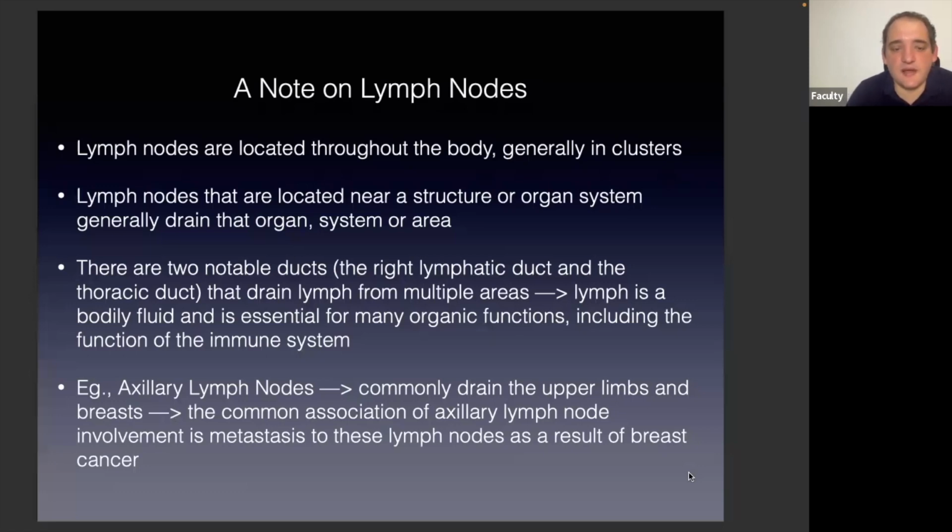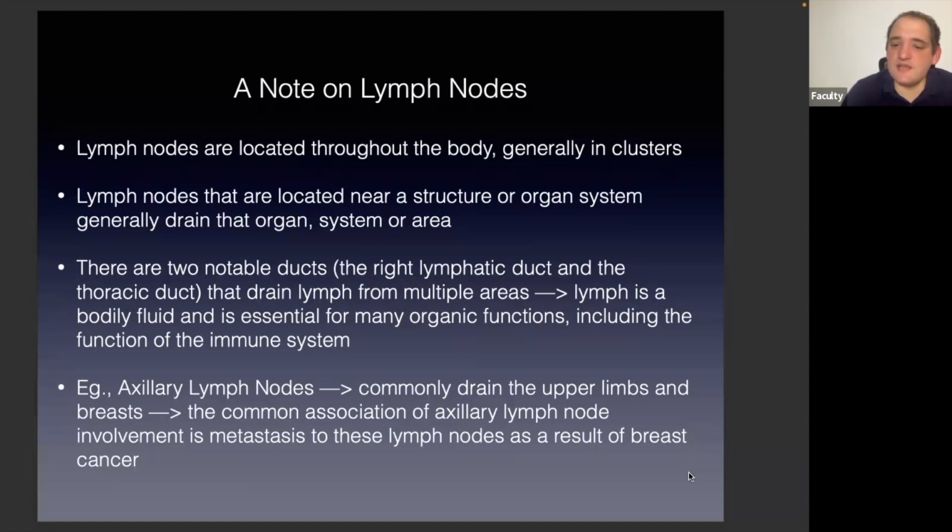When we go to lymph nodes in the body, there are two notable ducts: the right lymphatic duct and the thoracic duct. These both drain lymph from different areas, and it's this circulating lymph that is essential, like I was saying before, for many of the different organ functions within the body. The example I was giving before was the axillary lymph nodes that we can find below our armpit. These commonly drain the upper limbs and the breasts, for example. We have axillary lymph nodes on our left side as well as our right side, and they're in clusters with a lot of different segments.